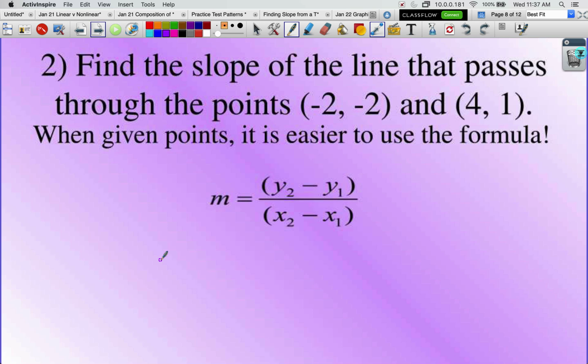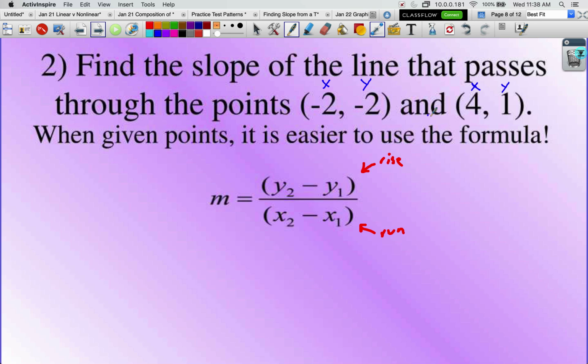All right, find the slope of a line that passes through the points -2, -2, and 4, 1. When you're given the points, it's easier to just use the formula. This formula directly calculates rise and run. Here's the formula for you to copy into your notes. In order to use the formula, though, you have to label your points correctly. So every point is always an x and a y, but now we've got 2 x's and 2 y's. We need to differentiate them.